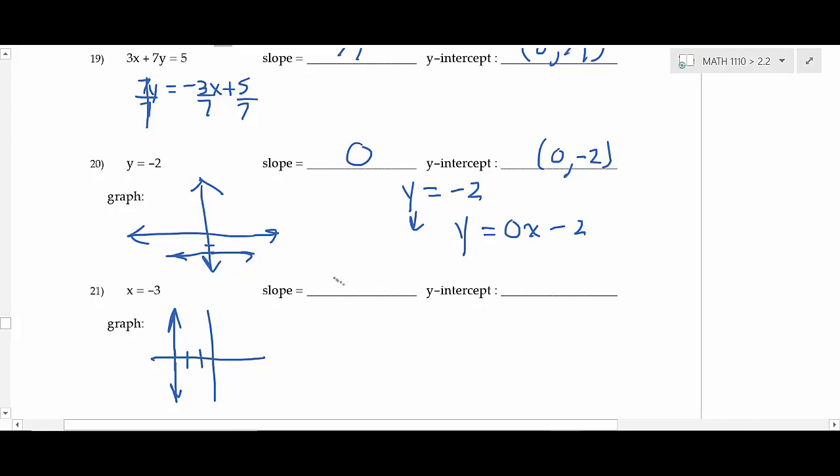Undefined. That's the one we said was undefined. Okay? What's the y-intercept? Non-existent. Yeah, there isn't one. It doesn't touch, okay? So that would be there isn't one. Okay, you don't have to have a y-intercept. It's a vertical line, you're probably not going to have one.